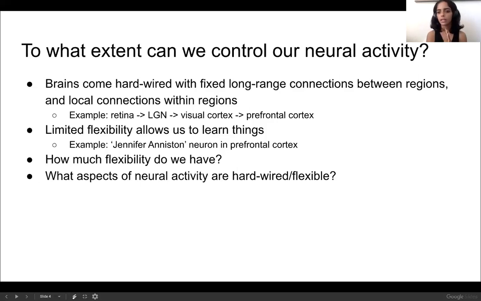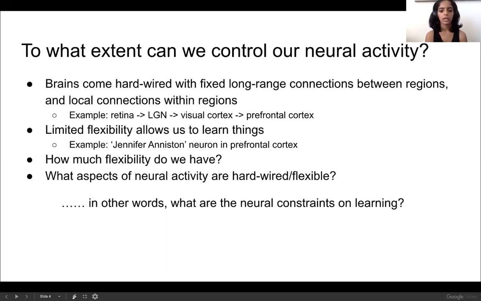So this paper is really trying to explore in what way is the neural activity fixed and in what way is it flexible, right? What can we learn? What can't we learn? In other words, what are the neural constraints on learning? So that was the introduction, and please ask if you are confused about anything here.